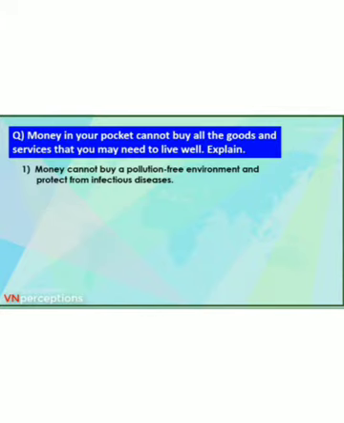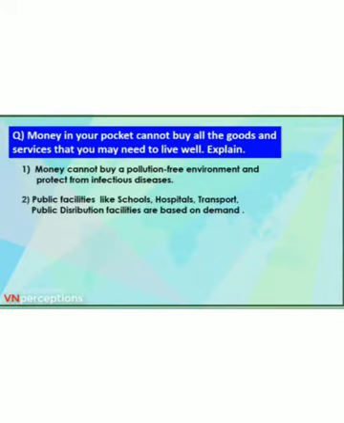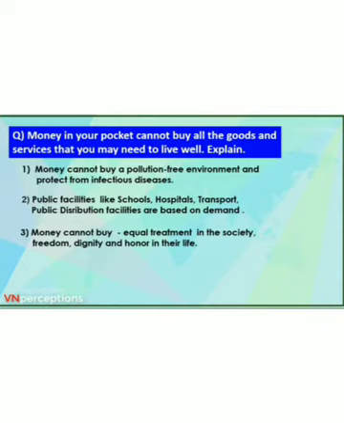Public facilities like schools, hospitals, transport, and public distribution facilities are based on demand. And money cannot buy equal treatment in society, freedom, dignity, and honor in their life. So we have a big list. This explains that money in our pocket cannot buy all the goods and services.